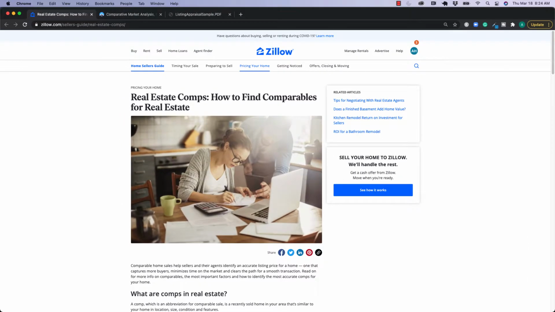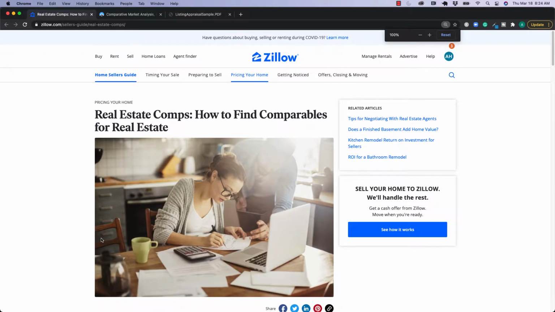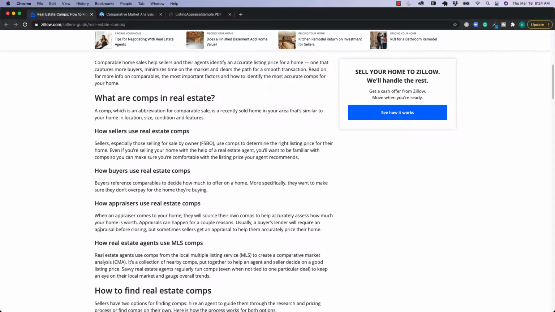So as I was doing research to have the best way to talk about comparables, I actually stumbled upon this really great blog that Zillow posted called Real Estate Comps: How to Find Comparables for Real Estate that has everything detailed right here. So I'm actually going to go through this blog in some more detail. So what are comparables to begin with?